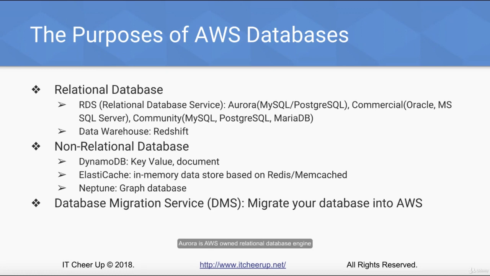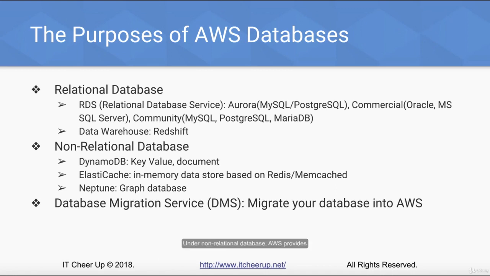Aurora is the AWS-owned relational database engine, a fully managed MySQL and PostgreSQL compatible relational database with the performance and availability of enterprise databases at 1/10 of the cost. Redshift is the AWS data warehouse solution. Redshift is a fast, fully managed petabyte-scale data warehouse at 1/10 the cost of traditional solutions.